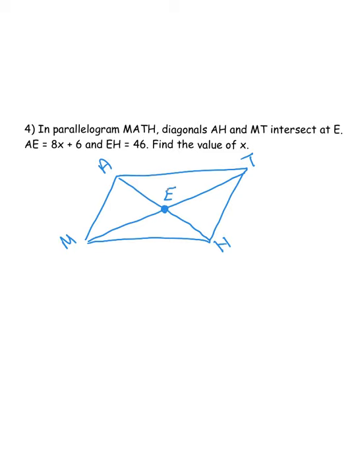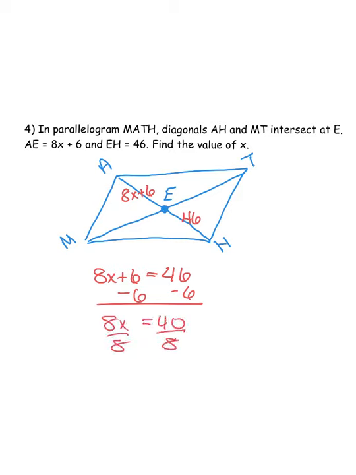Now, if we look at it, it says AE, so from A to E, that's 8x plus 6, and it says EH is 46. The property when you have diagonals in a parallelogram is they bisect each other, which means they cut them in half. So the 8x plus 6 is equal to the 46. If we solve, we get 8x equals 40. If I divide, I get x is 5. Go back and read. It says find the value of x. So we are done.